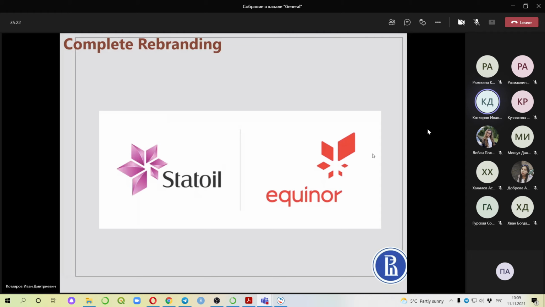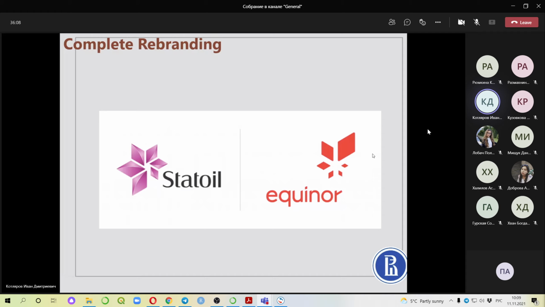Okay, Statoil, guys, was the state-owned oil company in Norway. The leading oil company in Norway. It still is a very big company. It produces a lot of oil and gas. It creates a huge part of Norwegian GDP. But now they moved to a new and more friendly brand, Equinor. So they decided to disrupt their brand image. They decided to move a little bit further from the initial image of an oil producing company.